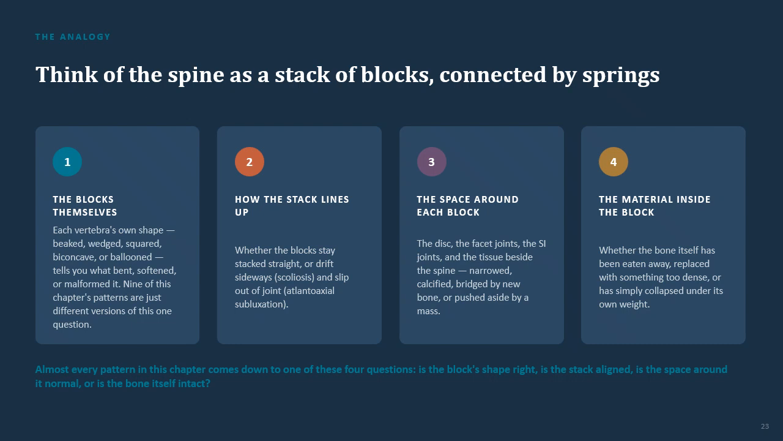The third question is, we're going to look at the spaces around and between the vertebrae, especially those disc spaces and the joints. We're looking to see if they're narrowed, or abnormal in some way, or calcified. And then the last question that we're going to ask ourselves is, we're going to look at the bone itself, and see if the bone is normal, or if it looks like there's some sort of bone destruction going on. Does it appear dense? Is it collapsing? And all of these 4 questions will help us with recognizing some of the spine patterns that we'll see in this chapter.